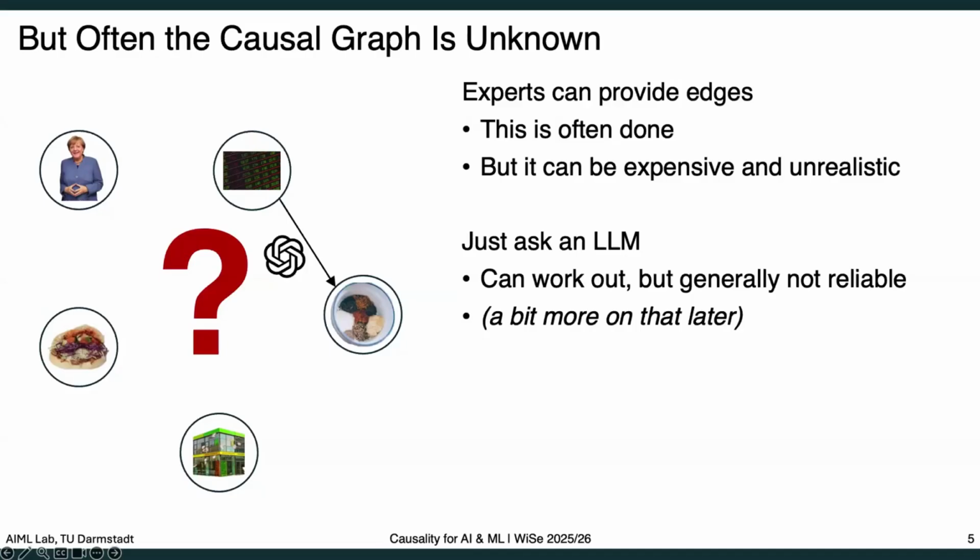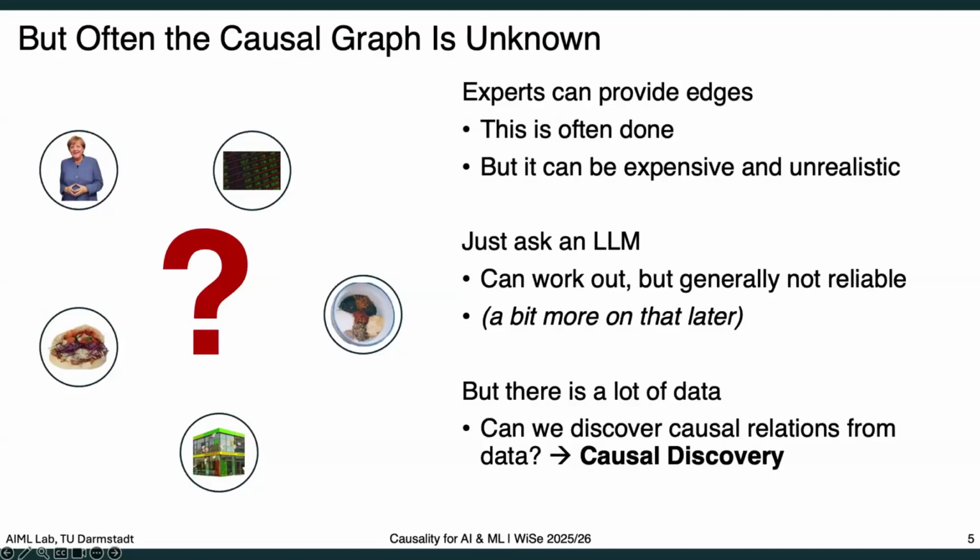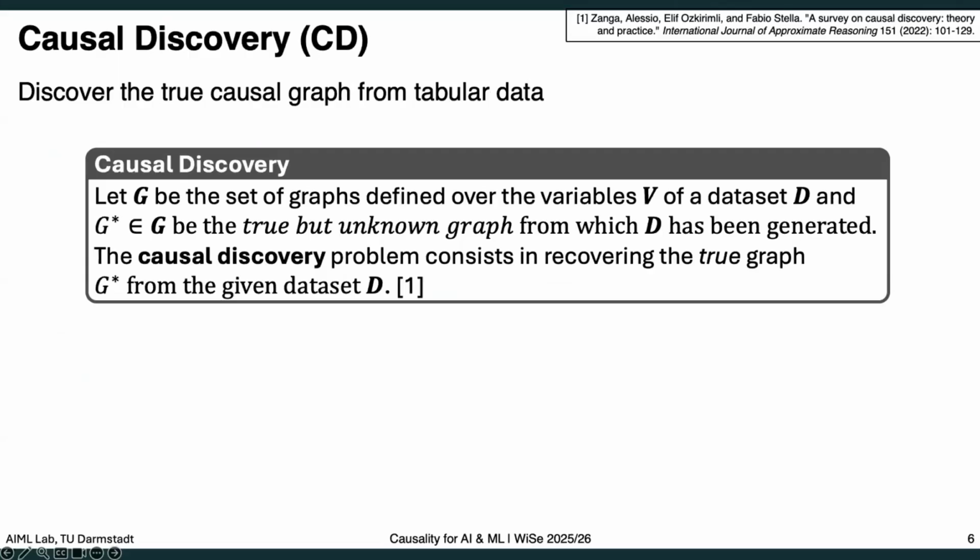As we're a causality and machine learning course, the main focus here is the data point of view. So we have a bunch of data, our tabular data sets. Can we discover causal relations from data alone? That's what causal discovery is, or to put it a bit more formally: let's say we have a set of graphs defined over a set of variables and a data set. Unknown to us, there is one G star, one true but unknown graph. This graph was responsible for generating the data that we are seeing in machine learning. And then the causal discovery problem is the problem of recovering this true graph given the data set.